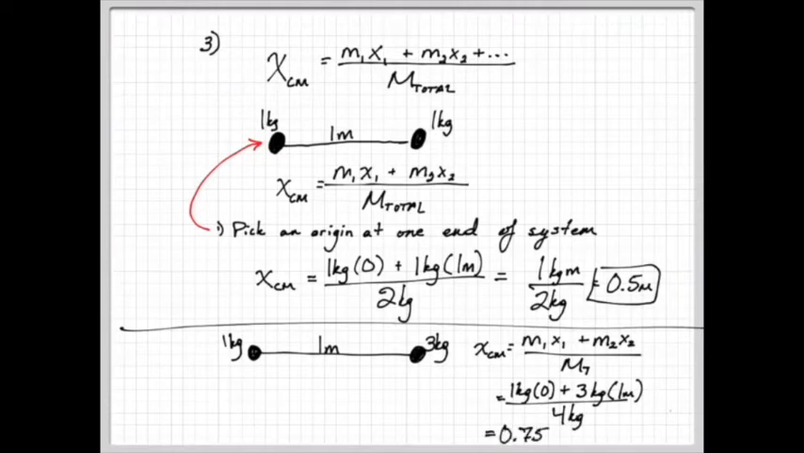Now there's 4 kilograms in the system, so that means our center of mass is actually 0.75 meters from the left mass. So it is closer to mass 2. So it's an easy concept. We're going to do another example here where we deal with center of mass in 2 dimensions.